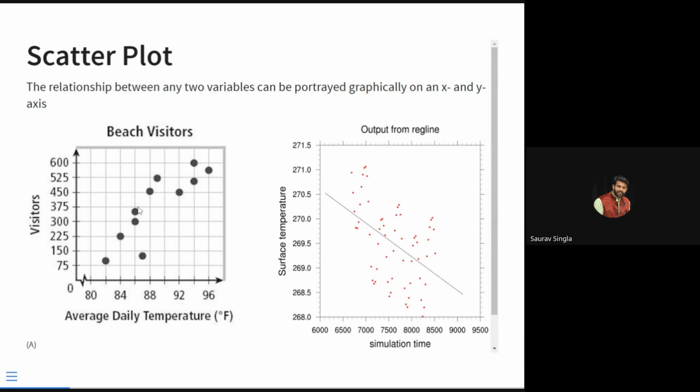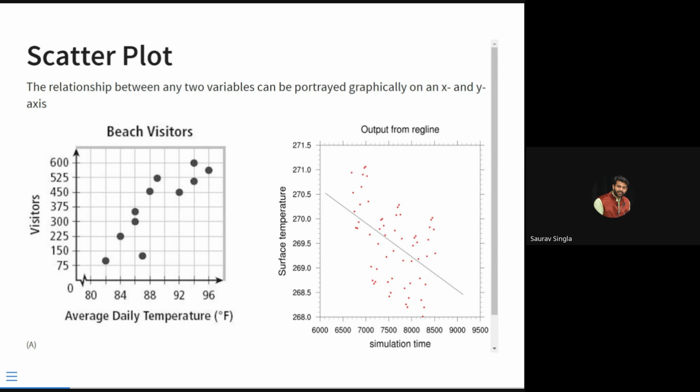Although the relationship is not perfect, we will talk about it later, what is a perfect relationship and what is error and all these things. But just to know what a scatter plot is, we want to have a rough idea between two variables.